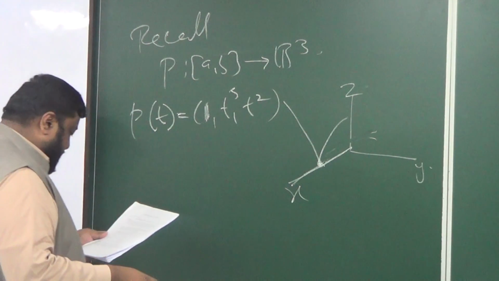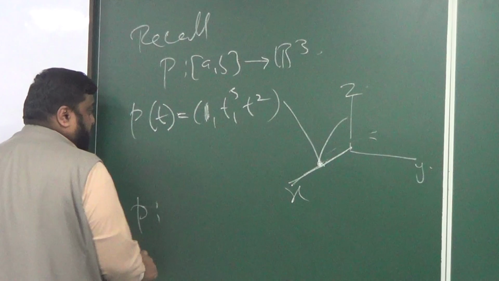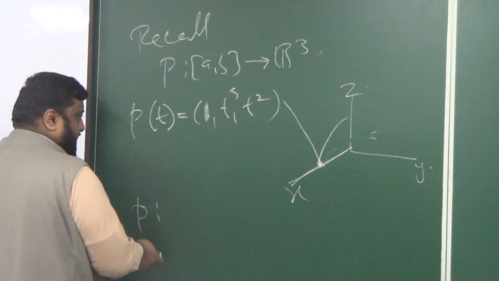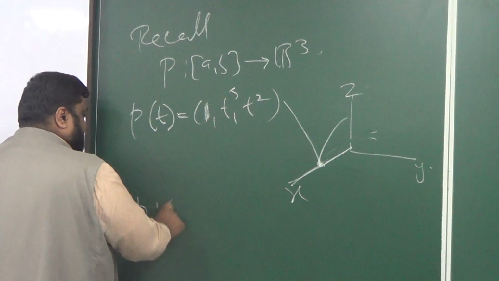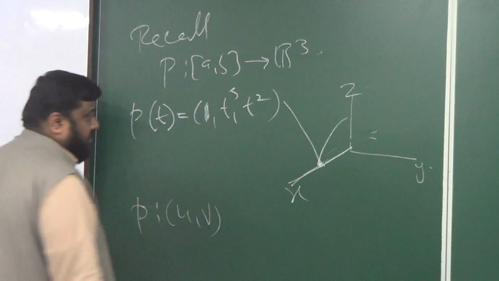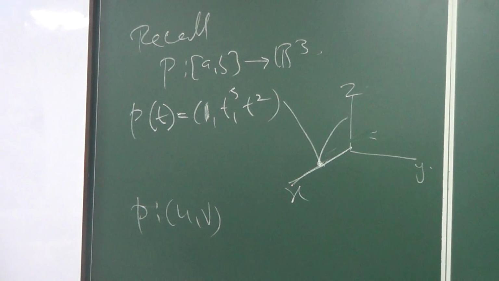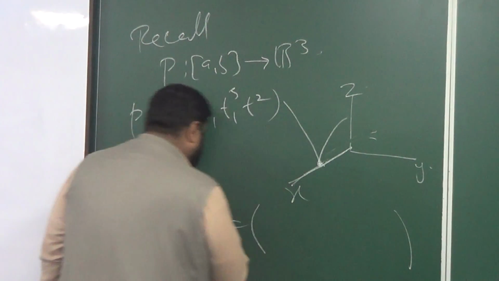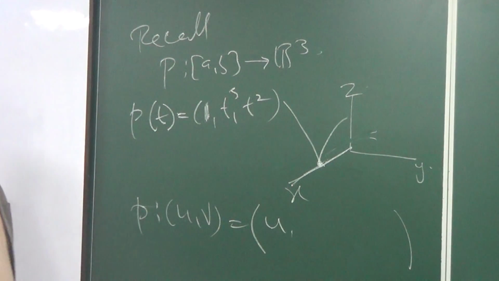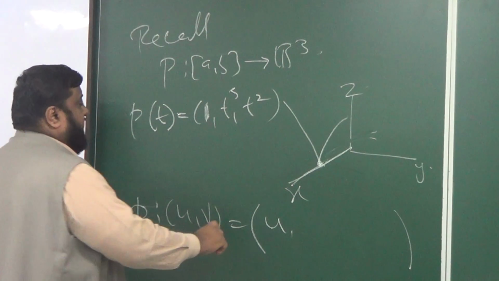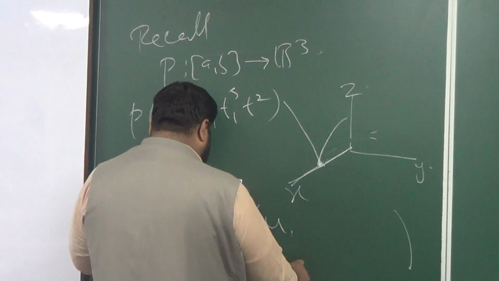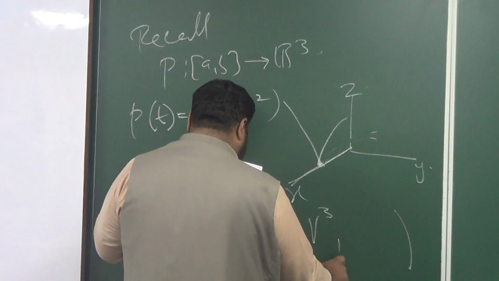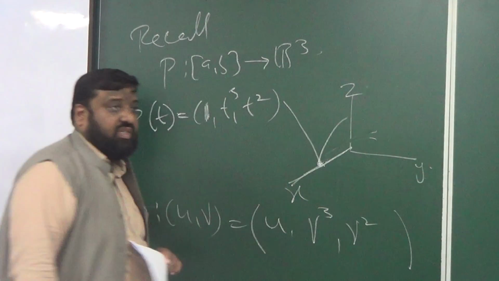Similarly, let me define, for example, a P that takes 2 inputs, U and V, and gives you this. It takes this point U on the x-axis, and on the y-axis it has these values. So what are the values? V cube and, say, V square. These are the values.